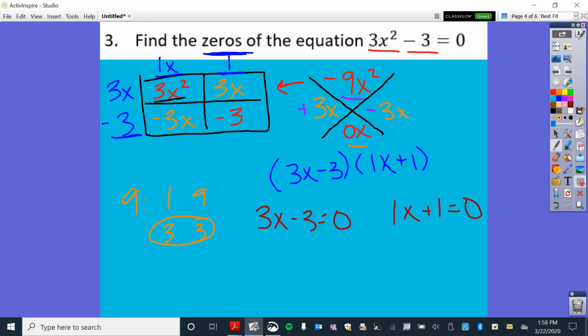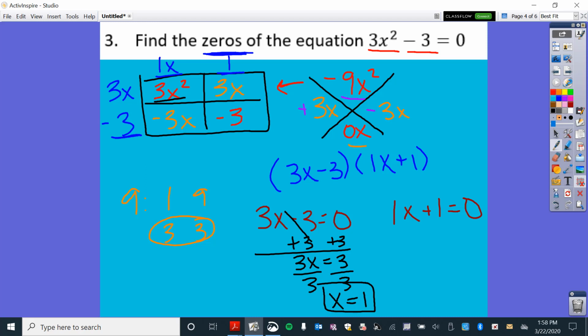So for this first one, to get x by itself, we are going to get rid of this minus 3 first. The opposite of minus 3 is plus 3. So we have 3x equals 3. Now I need to get x by itself. 3 is being multiplied to that x, so the opposite of multiplication is division. So I'm going to divide by 3, and we get that x equals 1.